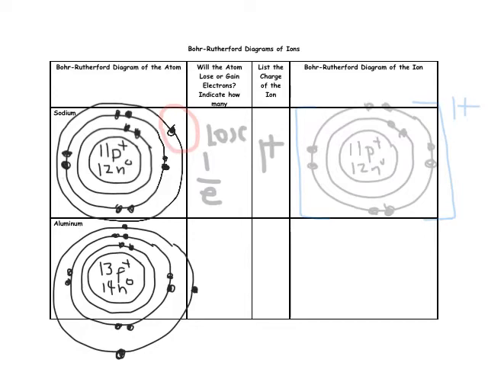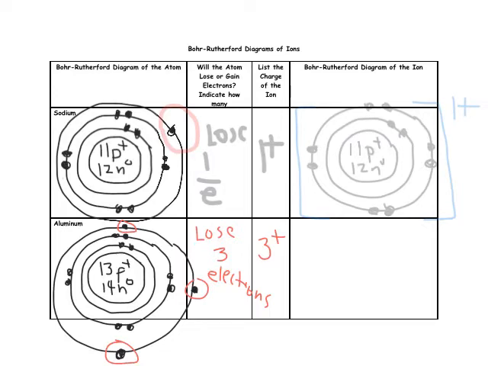So going back to aluminum, we are going to lose 3 electrons from the outer shell. What that means is it's going to have a positive charge now of 3. Because if the element loses 3 electrons, that means it still has 13 protons, but only 10 electrons. So there are 3 extra positive charges.